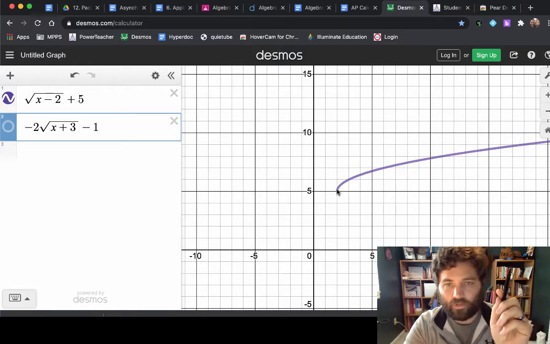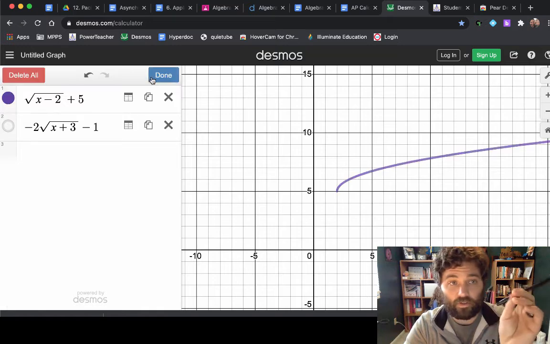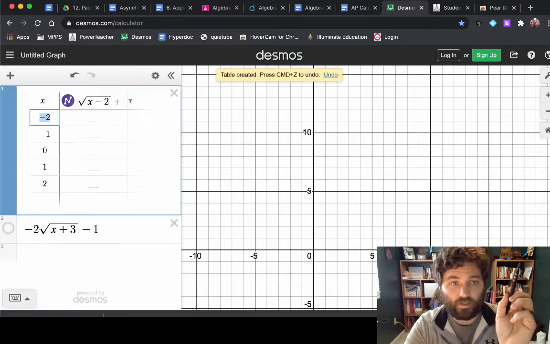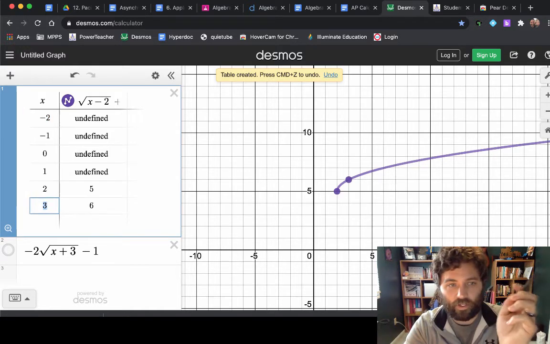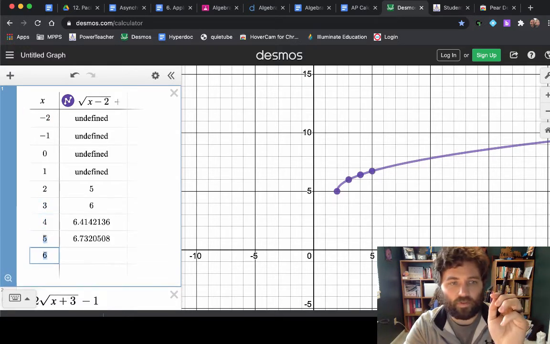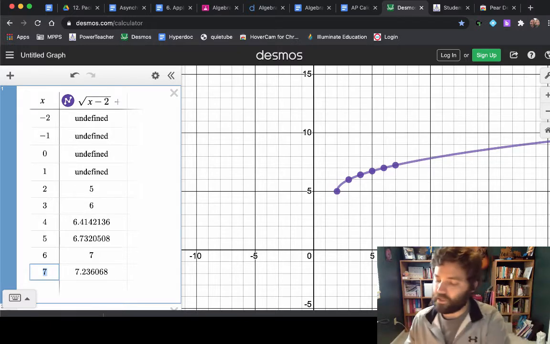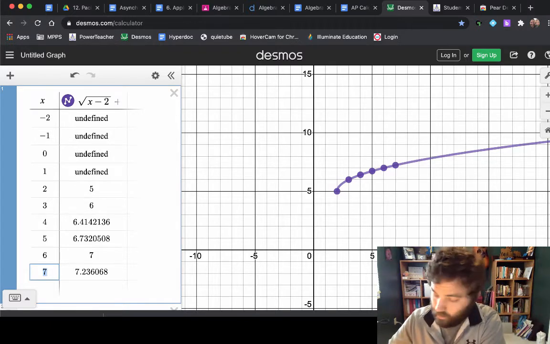Probably the easiest thing to do is to turn this into a table so you can plot some points. Okay, you can see it doesn't pick up until you get past 2, or starting at 2, and then you can see you can get a few other points here. Okay, so let's plot some of those points. I'll do it while you're looking at the graph.